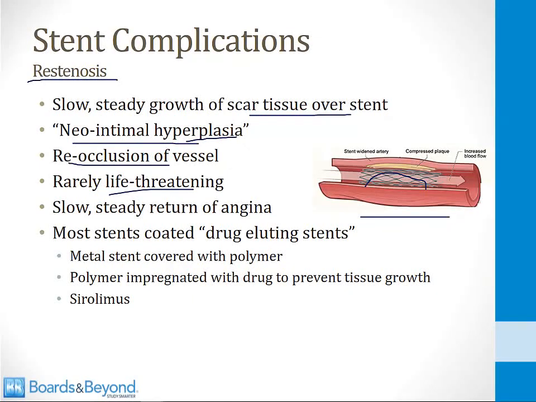So patients with restenosis present several months after stent implantation with a slow, steady return of angina symptoms, especially with exertion. To prevent this complication, most modern stents are coated with a drug. These are called drug-eluting stents. So the metal is covered with a polymer, and the polymer is impregnated with a drug that slowly elutes into the vessel over time to prevent tissue growth. The drugs that are used for this are usually chemotherapy agents. Sirolimus is a classic one, although there are others. And the idea here is to have the slow elution of this medication to block the growth of fibrous tissue.